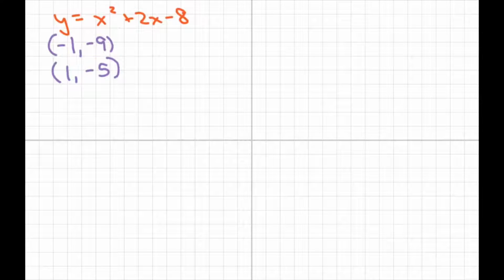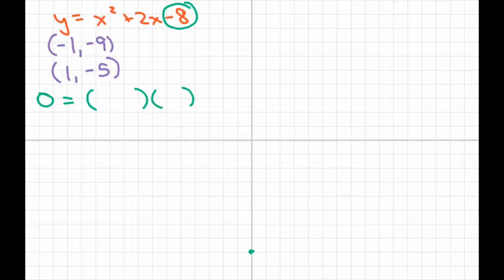All right. So if we look at this, our y-intercept for that is -8, which is here. I also want to get my x-intercept, so set y equals 0 and factor this. This will be x plus 4, and then x minus 2. So x equals -4, and x equals 2. So we have 2 and -4.